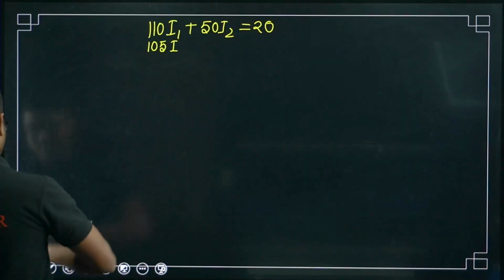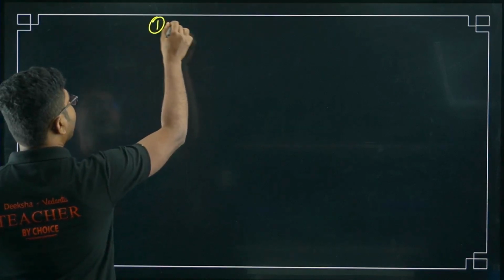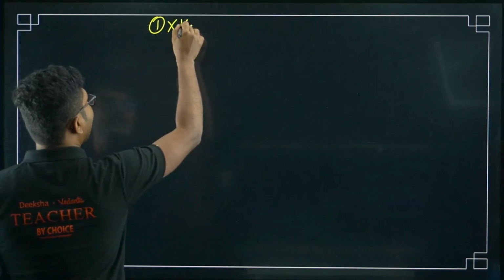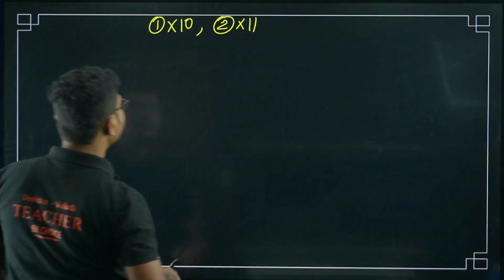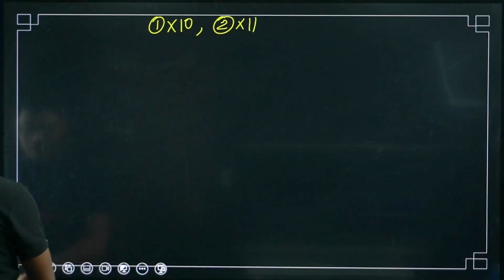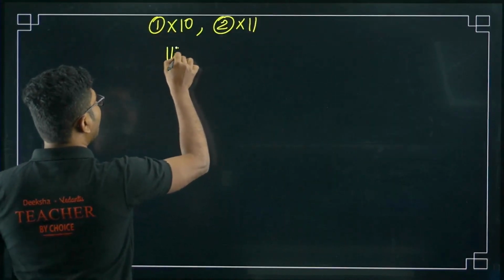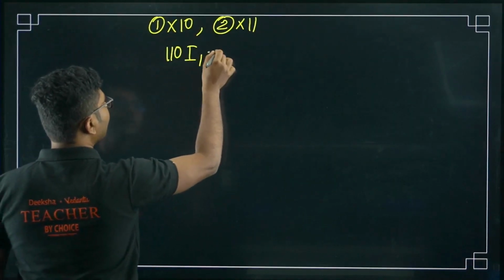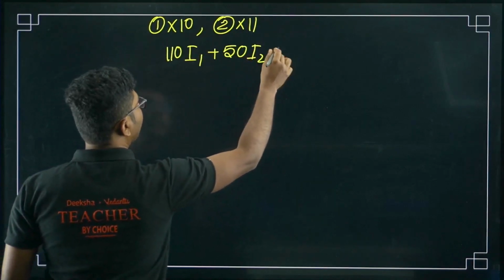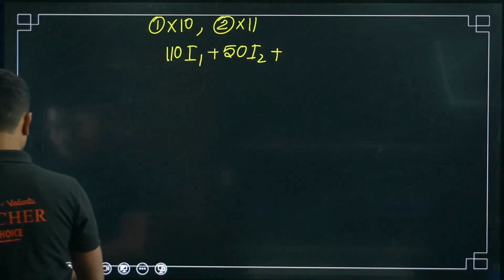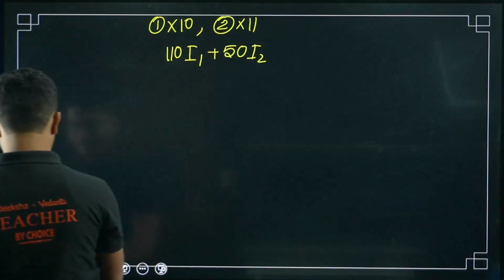First we have to multiply equation 1 with 10 and equation 2 with 11. That is how we can eliminate. So equation 1 had 11 I1, so multiplying with 10 will give 110 I1 plus 50 I2 equals 20.